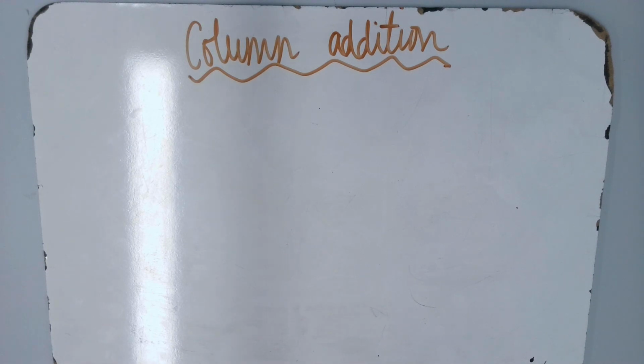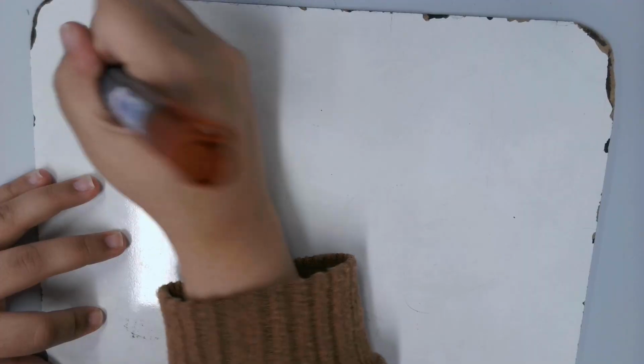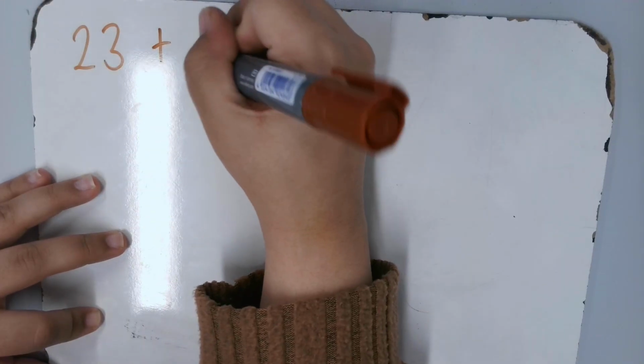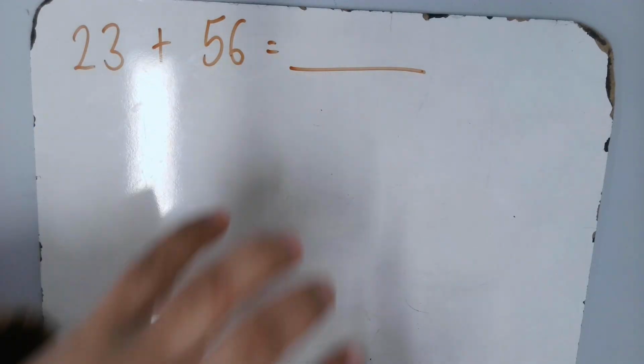Hi Year 2, in today's video we're going to be looking at column addition. Now, we've focused on addition and subtraction in Year 2 already, where we see an equation that might look like this, where we have our part and we want to find the whole.